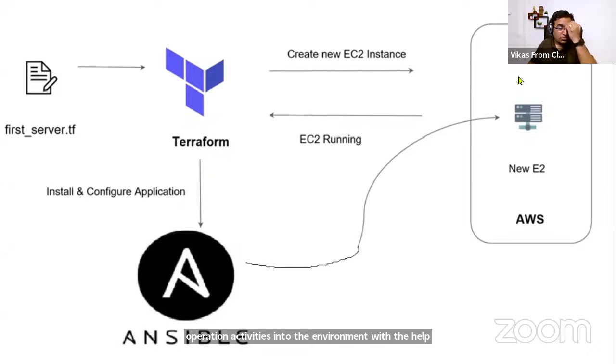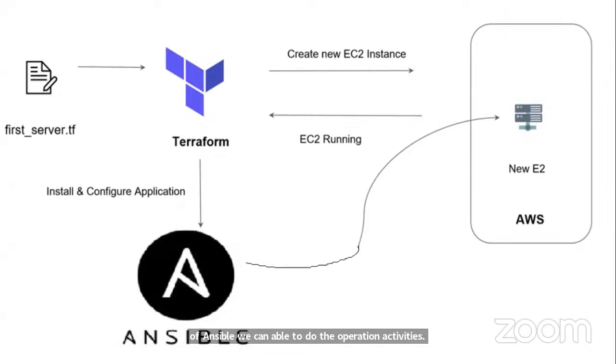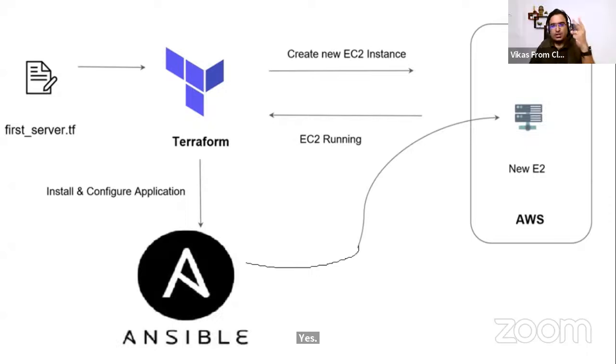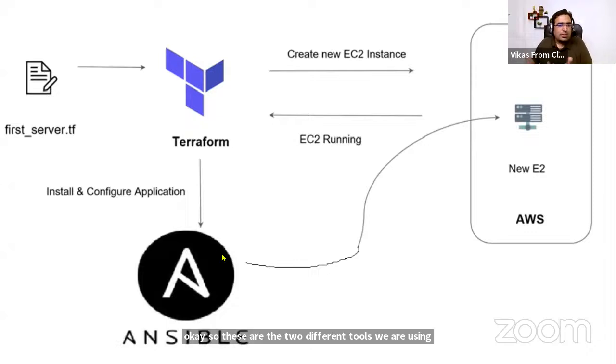Make sense? Yes, everyone? Okay, so these are the two different tools we are using, and the combination will work. Ansible cannot create infra because Ansible doesn't have the ready-made code. Terraform has the ready-made code. With the help of Terraform, in just 3 commands, we can create n number of infrastructure. Automation can be achieved very easily with the help of Ansible.